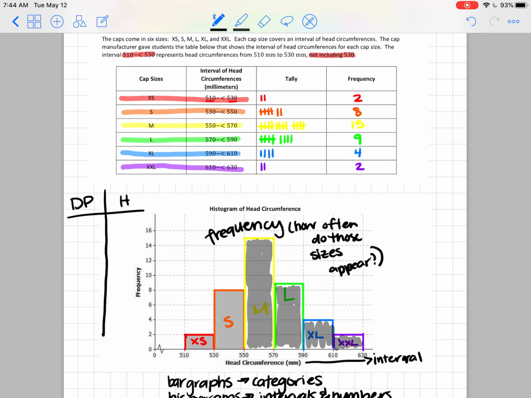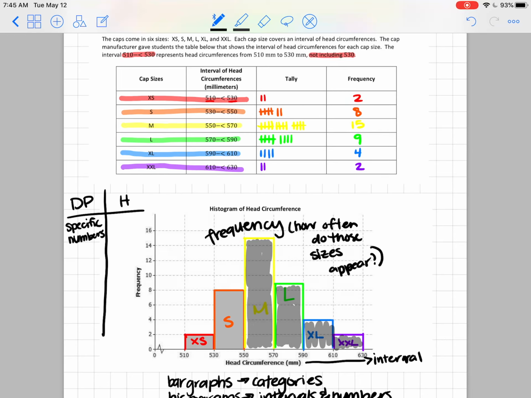Okay? So, dot plots are really great for knowing specific numbers. What we can see in our histogram here is that the specific numbers kind of got lost. We know the different sizes that each person needs, but we no longer know specific head circumferences, which is fine in this situation because we really only need to know what hat size somebody needs. But in other situations, that wouldn't be so good.